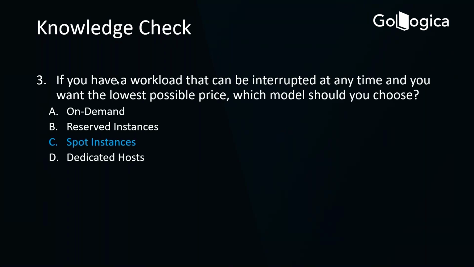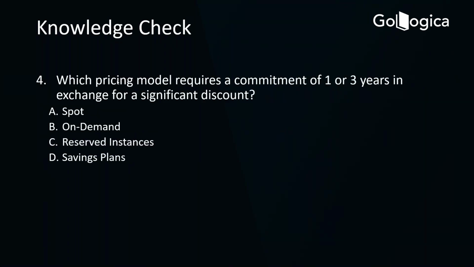That is correct. Number four: which pricing model requires a commitment of 1 or 3 years in exchange for a significant discount? Reserved instances. Reserved instances, very good. Great.